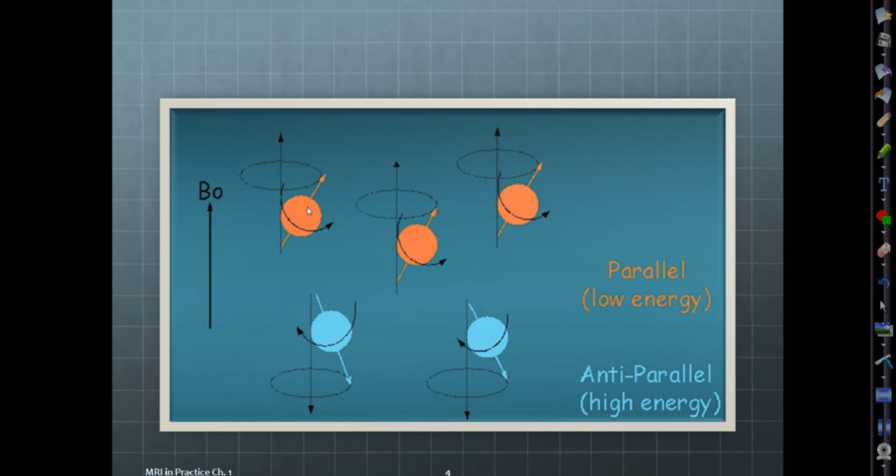But then once again, this is showing the relationship of high to low energy spins. We always get an excess of low energy spins, and in this example, we just have one excess of low energy spins, but that creates our net magnetic vector.